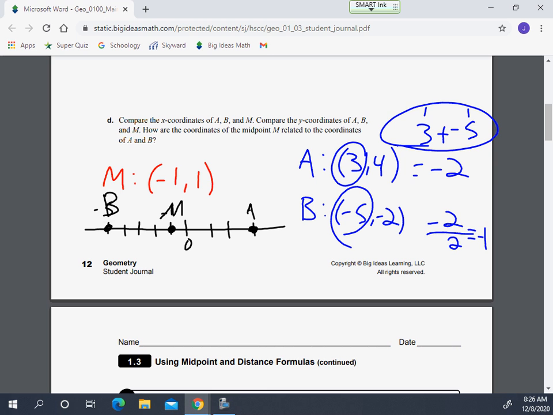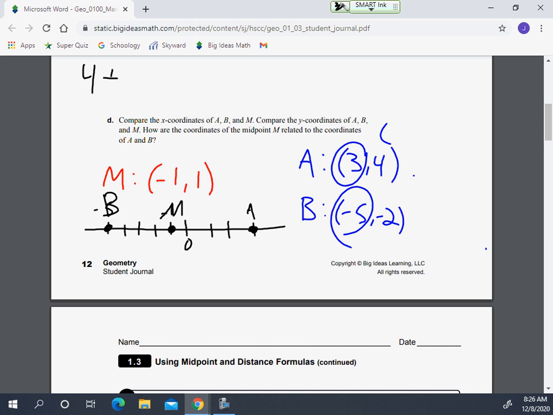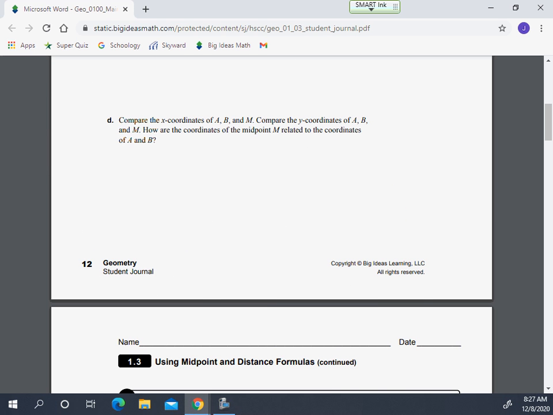Let's try that same thing with the y's. We have 4 and negative 2. We have 4 plus negative 2, which is 2. We're going to divide 2 by 2, which is equal to 1. Perfect. So we found our y-coordinate too. We'll get into the formula in a second, but that's one way to find the midpoint.